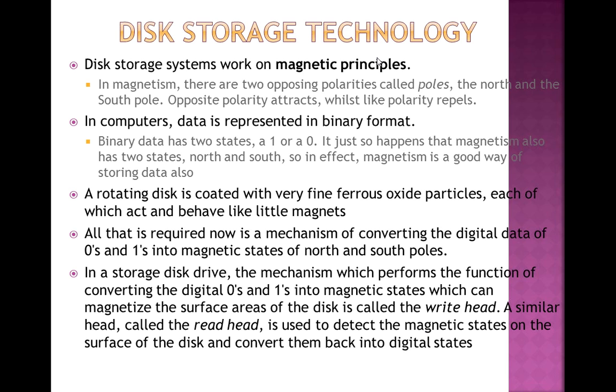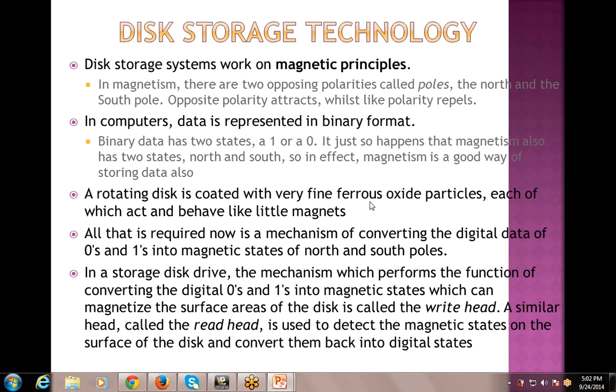Now, what is the storage technology that is used? One is the magnetic principle, that is, it is based on the magnetic principle. Data is also represented in binary format, that is in the form of zeros and ones. A rotating disk is coated with very fine ferrous oxide particles, each of which behaves like a little magnet. Next point says, all that is required now is a mechanism of converting the digital data of zeros and ones into the magnetic states of north and south poles.